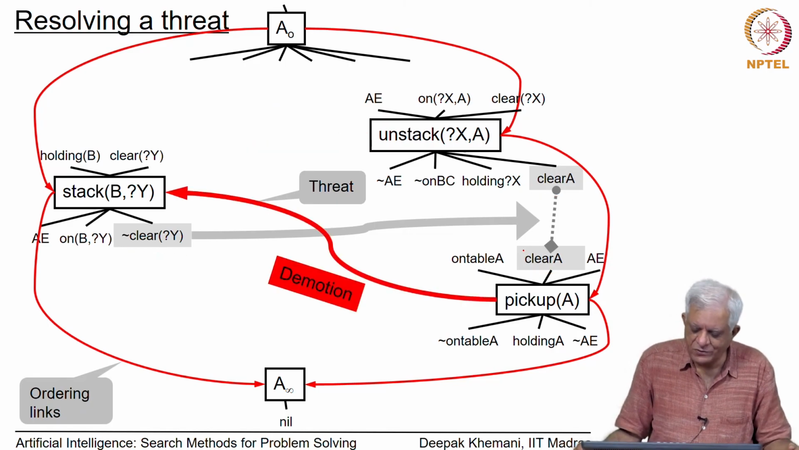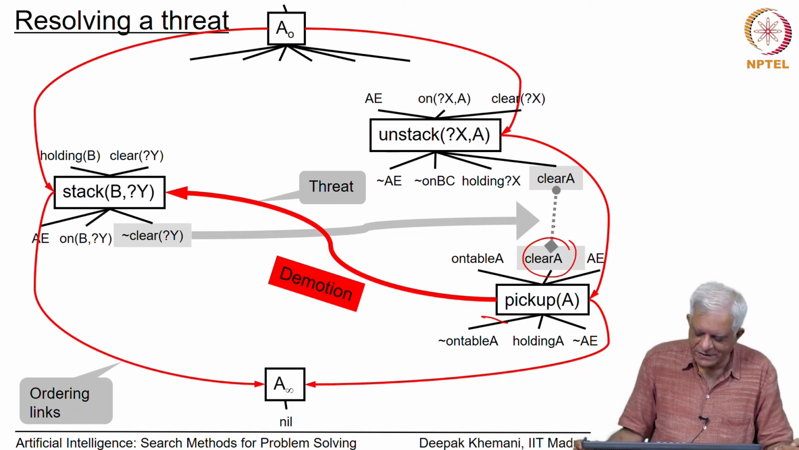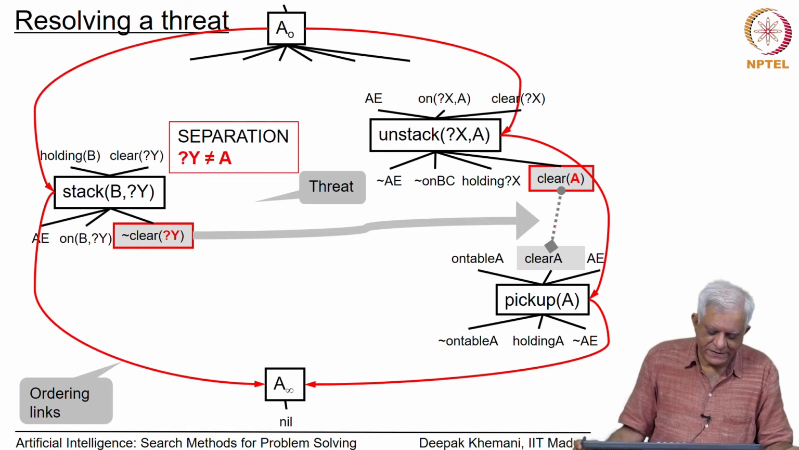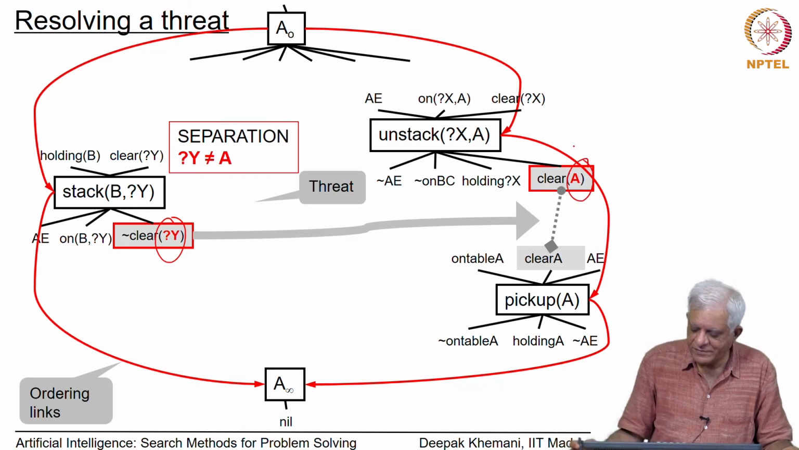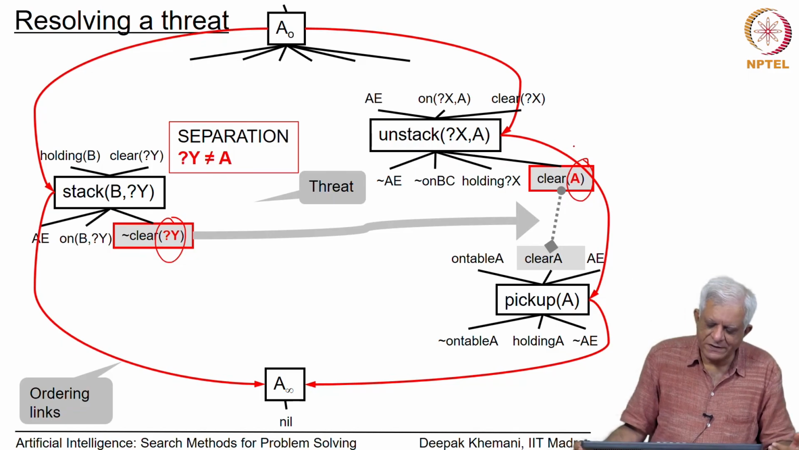The other way to do it is to say that this action which was consuming the predicate happens before the threatening action, so that it has finished consuming it and the threat no longer materializes. And the third thing we can do is separation. We say that this variable Y should not be able to bind to the constant A, in which case the stack action would remove this clear Y, but that Y would not be A essentially.